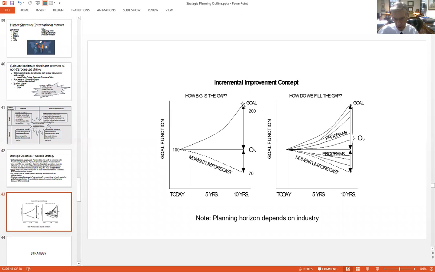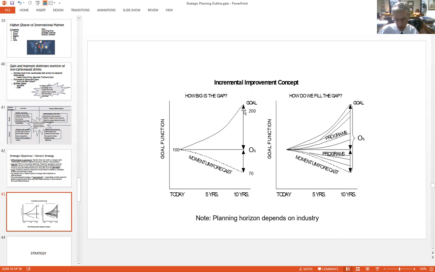and placing on the same graph the goal. And the goal isn't always 10 years. The planning period depends upon the industry and the company itself. But normally, if strategy does not change, which is what the momentum forecast is meant to represent, this is a forecast that shows what will happen if strategy does not change. And over time, because markets change, you can expect that the momentum forecast will decline.